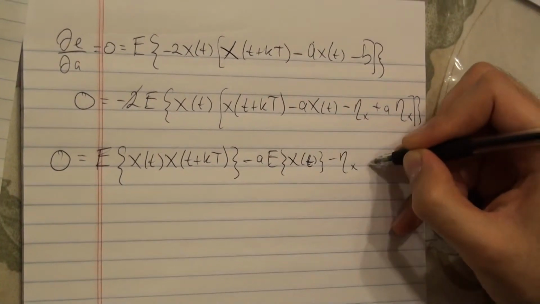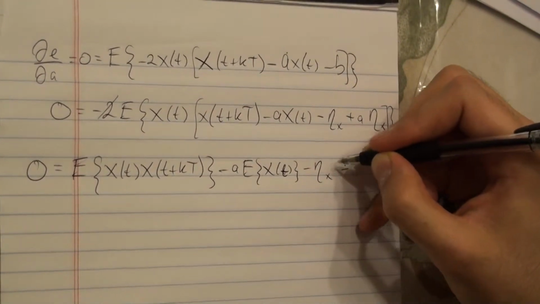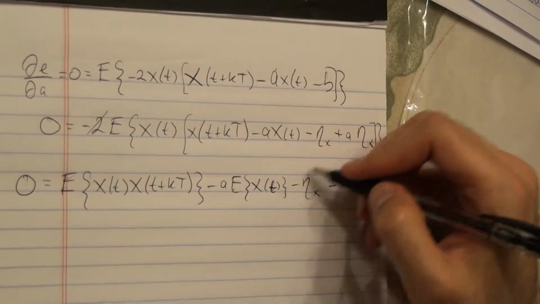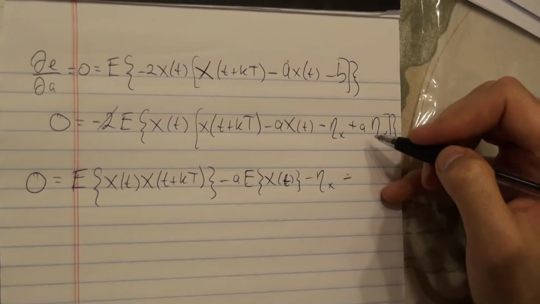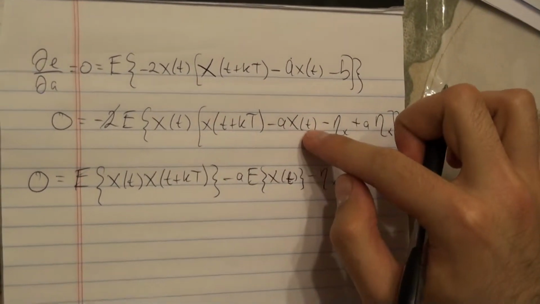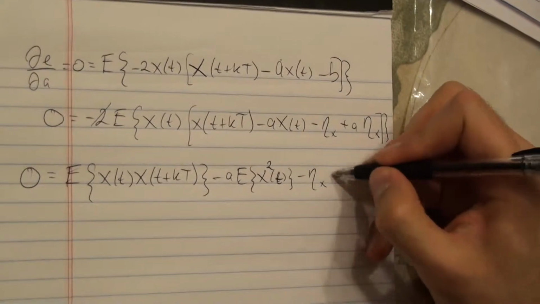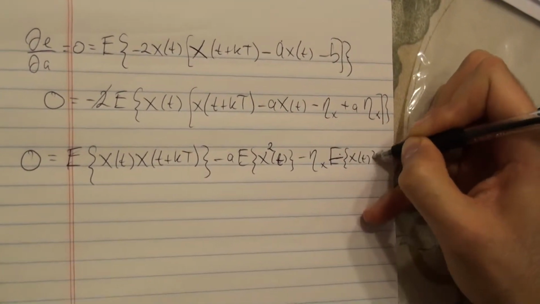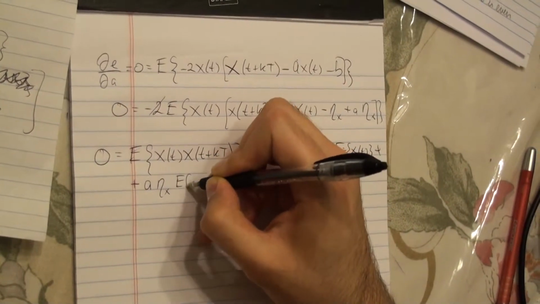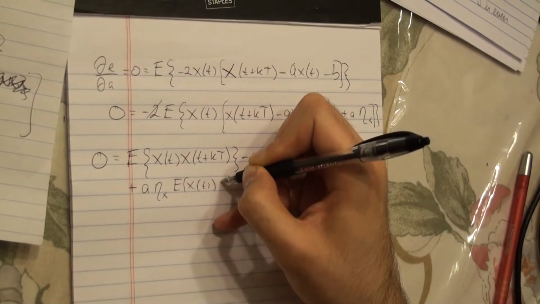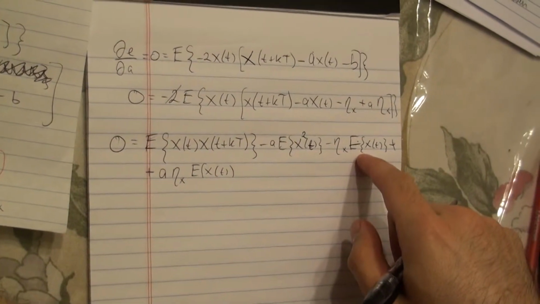This is a constant, so minus eta x. And then we have plus, oh, I forgot. We should have here, because there's an x, I forgot to distribute the x. Let's see. I missed something. Need to distribute the x. So this should be an x squared here, because the x is here squared. Minus, this is a constant, so it comes out, but we have an x of t, so we have expected value of x of t plus a eta x, but then we have expected value of x of t. Right. So this we showed was eta x. This was also eta x.